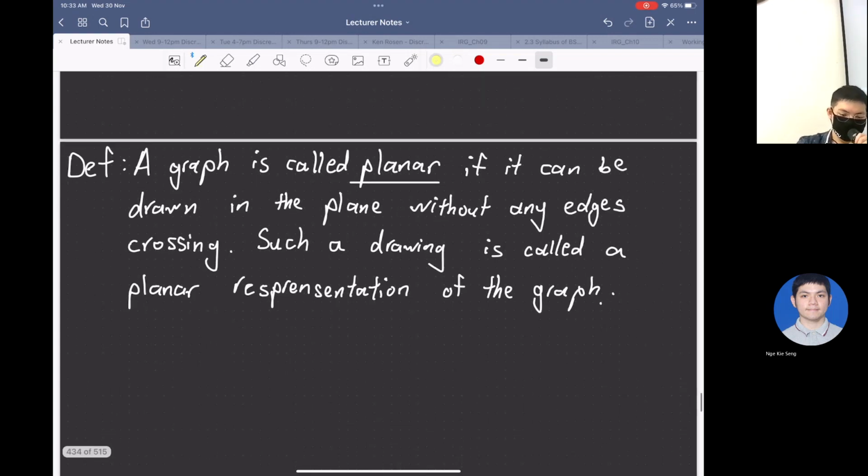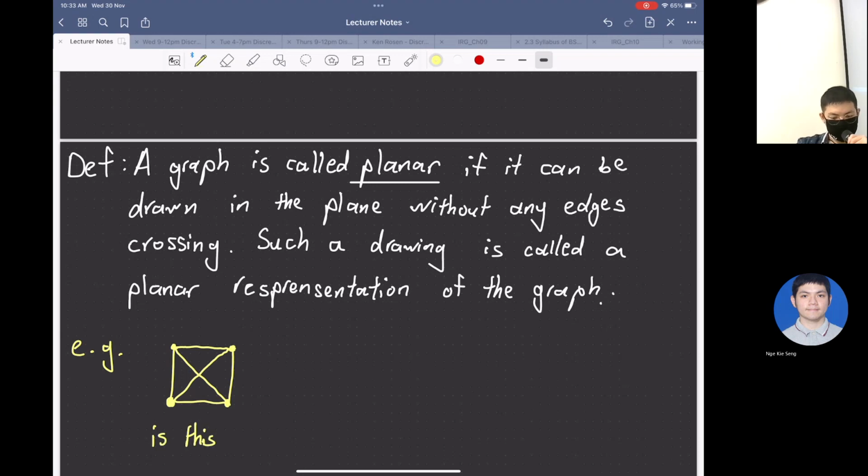So for example, let us ask. I think this one is the K4 graph. Is this planar? Is this planar? Anyone? No one. Is this planar? No, because there's an edge crossing here.